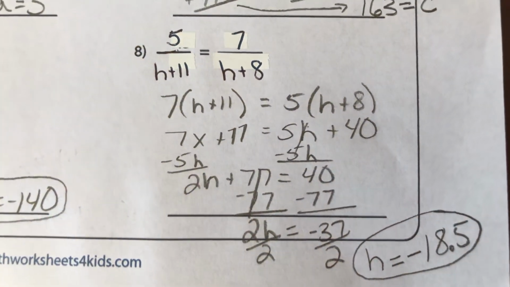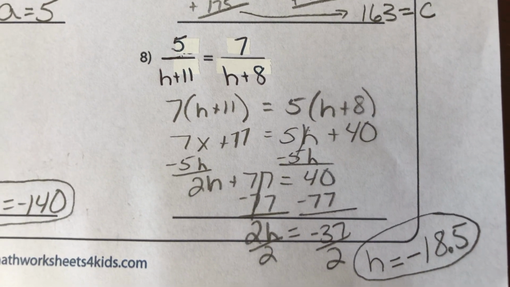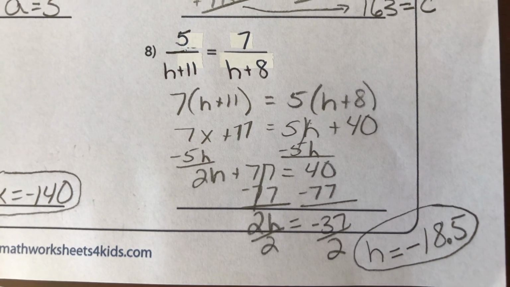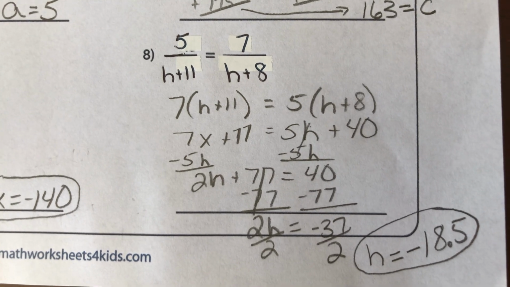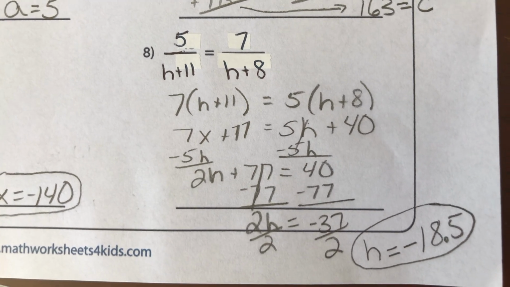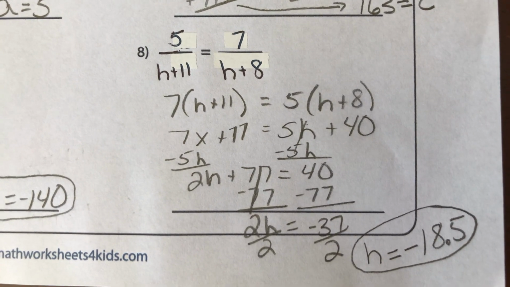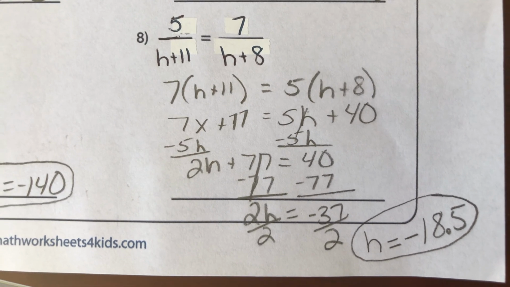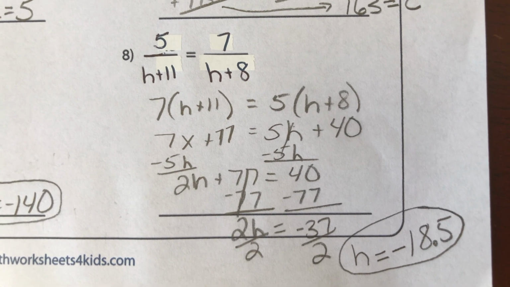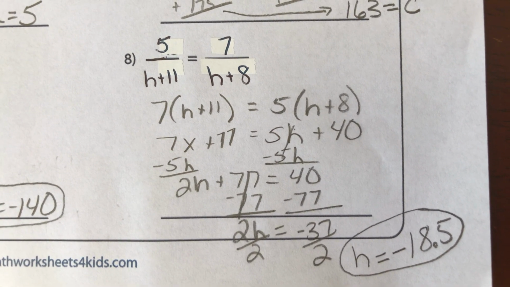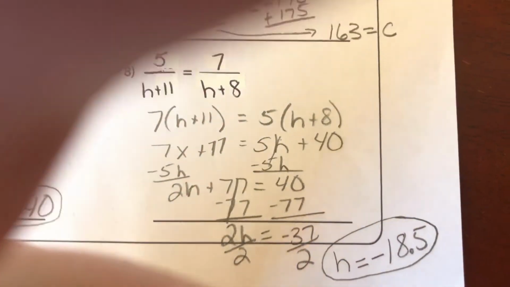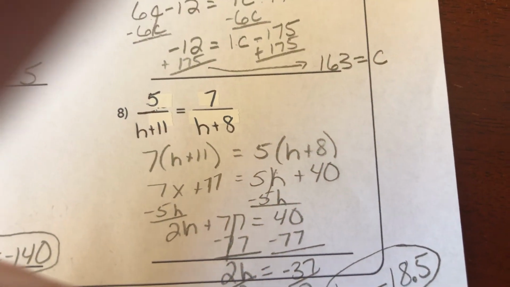And then 8, H is equal to negative 18.5. So here you can see that they're not always whole number answers. Sometimes these answers can get really messy. On the worksheet for tomorrow, the instructions tell you to round to the nearest hundredth if needed. Okay, so these answers don't always come out nice. Okay. All right. Try those questions out tomorrow, and we'll see you back in a couple of days.